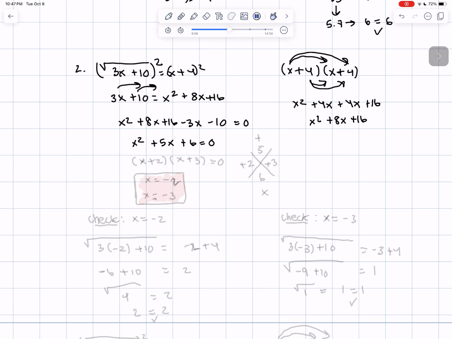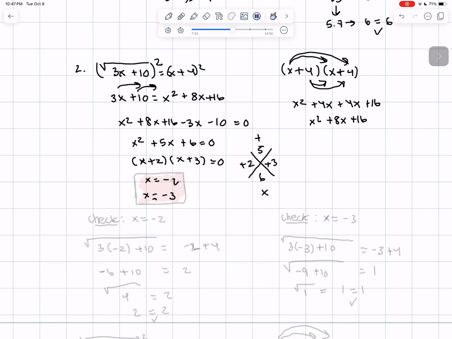equals 0. Again, this one was easily factorable, so 6 and 5. Multiply to 6 and add to 5. So the two numbers that will work are 2 and 3, but they both have to be positive. So that means x equals minus 2 and x equals minus 3 after we set it equal to 0. So let's find out what our solutions are to this one.